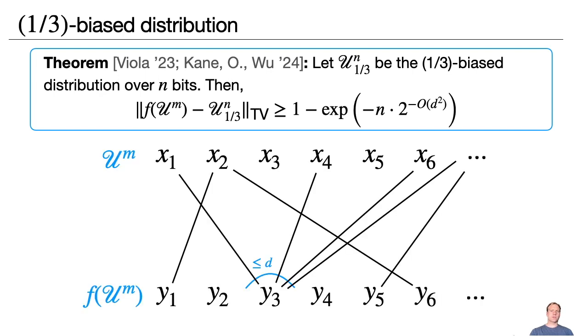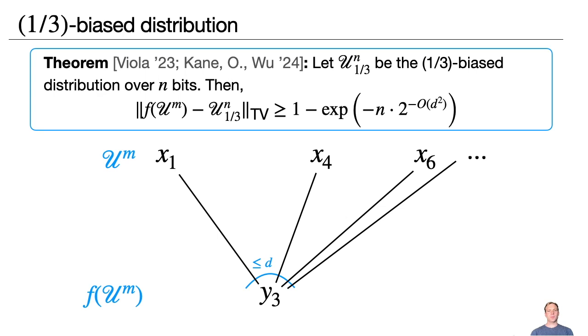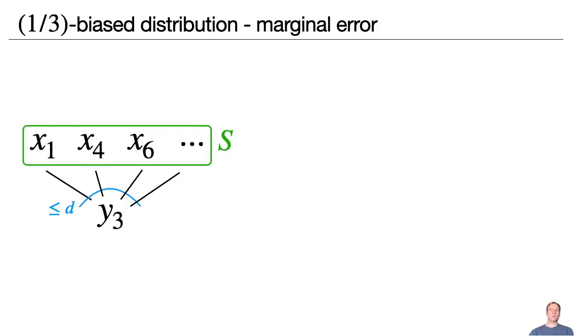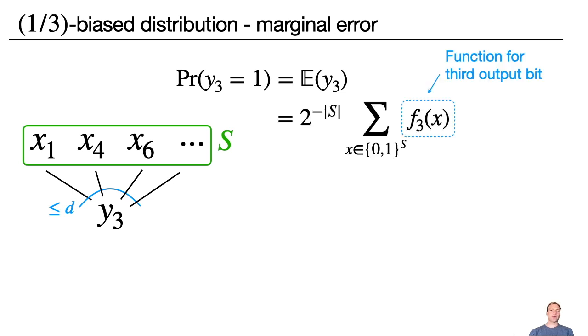So here's the picture to have in our head. The inputs on top, the outputs on the bottom, where each output depends on at most d inputs in any arbitrary way. Let's focus just on one specific output, say y3. And additionally, let's say that all the inputs that affect y3 belong to some set S. Well, if you calculate the expectation of y3, it turns out that this has to be an integer multiple of 2 to the minus d.